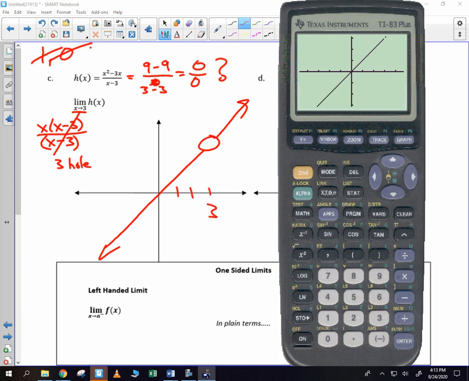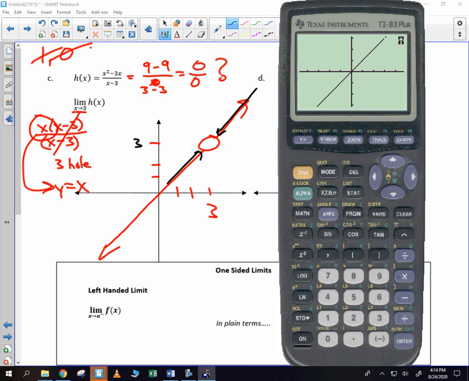At 3. Now, at 3, that's where it gets crossed off. What's left over? That's what the graph wants to look like. So the graph looks like y equals x. It's just got a hole at 3. So what's the limit? If you plug in 3, you don't get any value. But as we approach from the left, looks like the output's getting close to 3. As you approach from the right, looks like the output is getting close to 3.